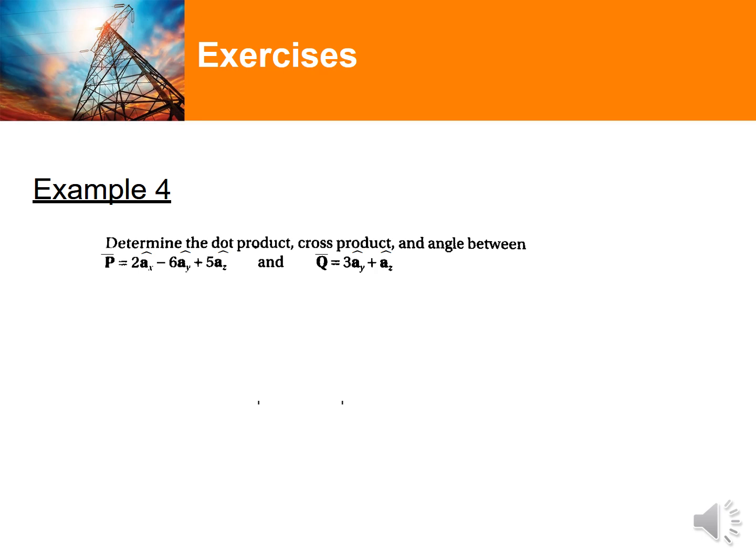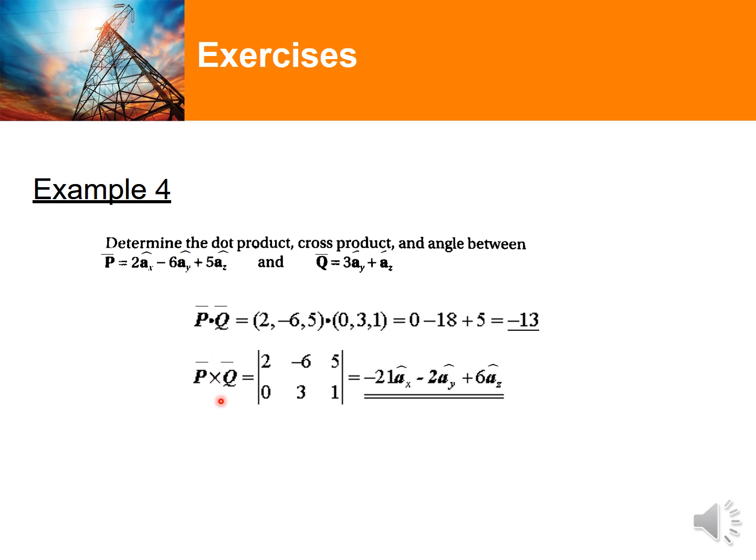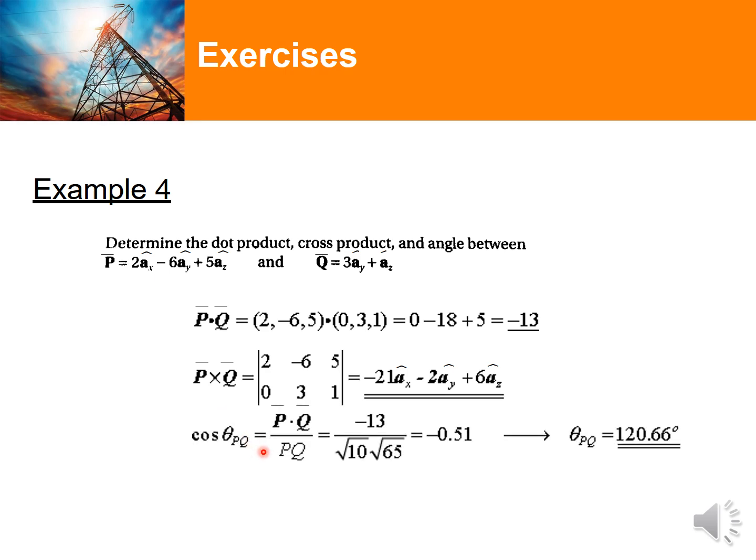Let's try one final exercise or example for this lecture. If we have two vectors P and Q and we need to find the dot product, cross product, and the angle between the two vectors, the technique to solve the problem would be: first, to use this approach to find the dot product. Next, this approach to find the cross product, and the angle between the two vectors can be obtained based on the definition of dot product.